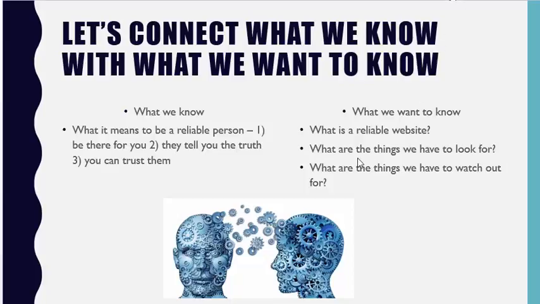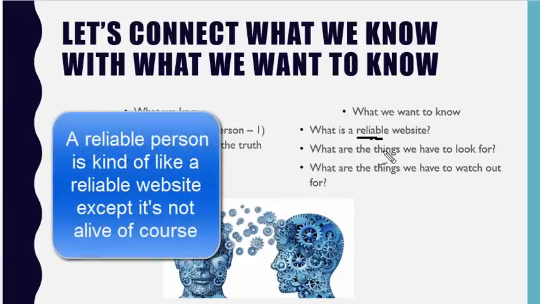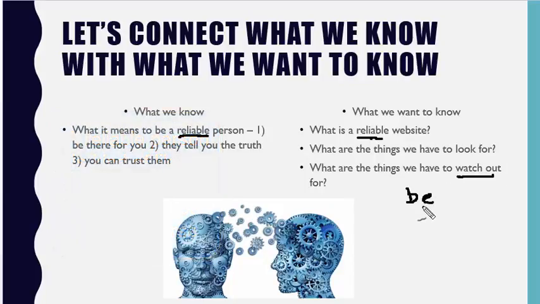Now let's connect the do now with what we want to know. So in the do now, we found out what it means to be a reliable person. So number one, they're there for you, they tell you the truth, and you can trust them. So the things we want to know is what is a reliable website, first of all, and what are the things we have to look for, and what are the things we want to watch out for. And what I mean by watch out is be careful of.